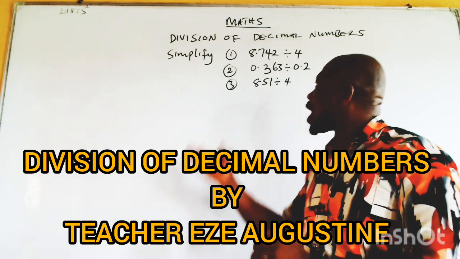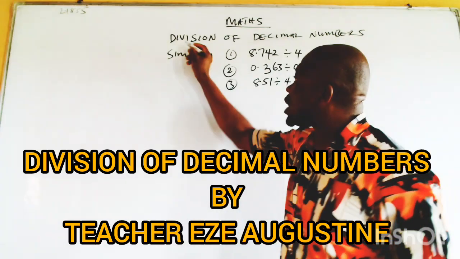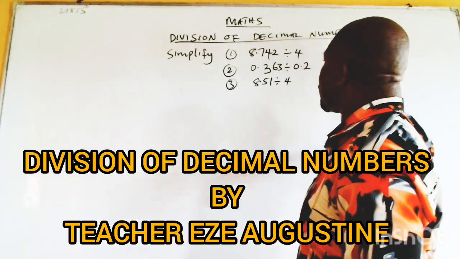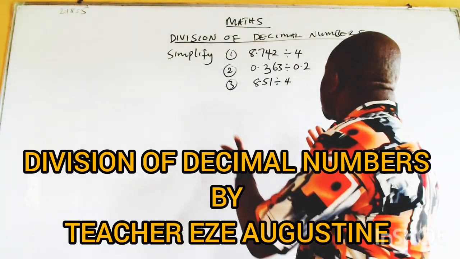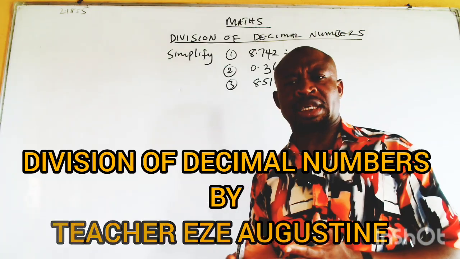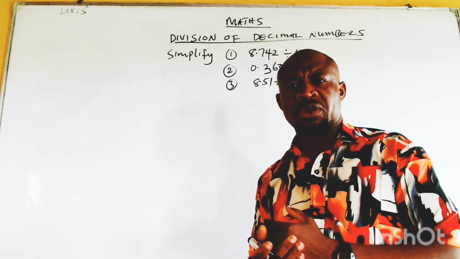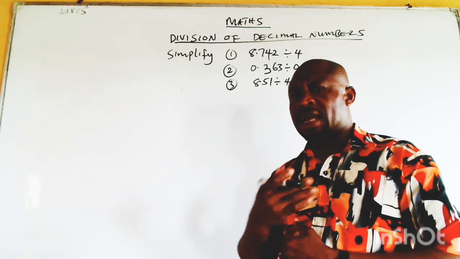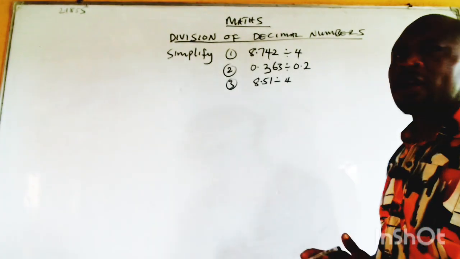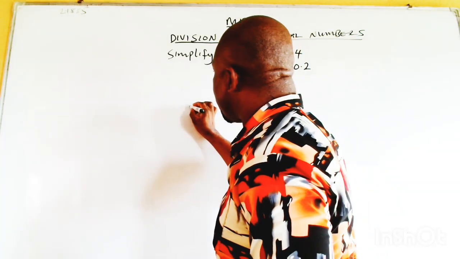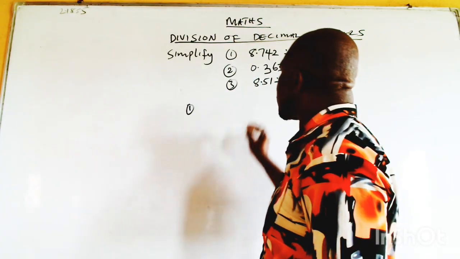Today, I want us to look at a division of decimal numbers. Now, do you know that you can actually divide decimal numbers without the use of a calculator? Now, to do that, let us see what we're going to do. And now, to solve this, of course, we take the first one, number one.